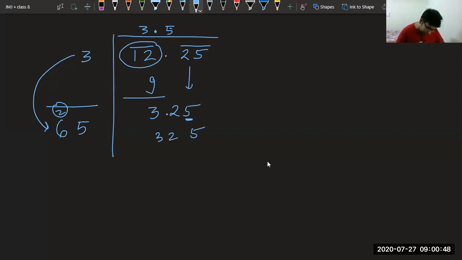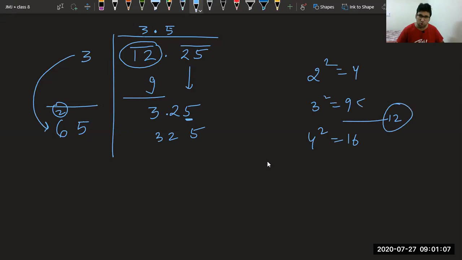Sir, but it can be divided by 2 also. Mister, if you do by 2, that is wrong. Because you have to go for the number which is near 12. If you go for 2, 2 square is 4, 3 square is 9, and 4 square is 16. The number 12 is close to 9. That is 3 square, not 2. That is why I went with 3.